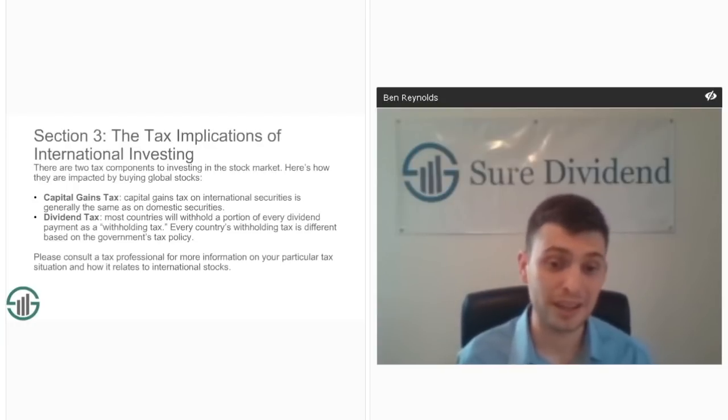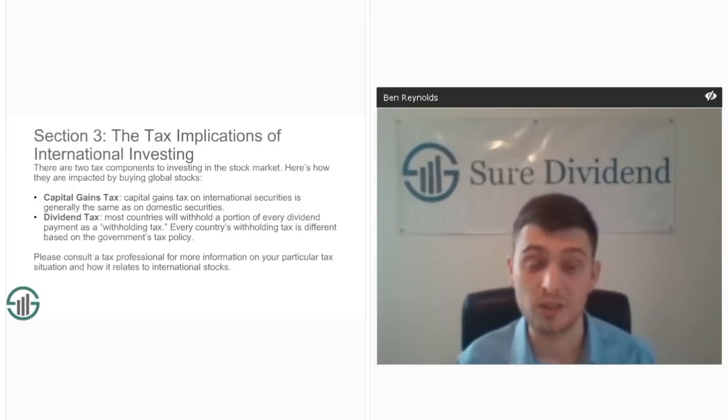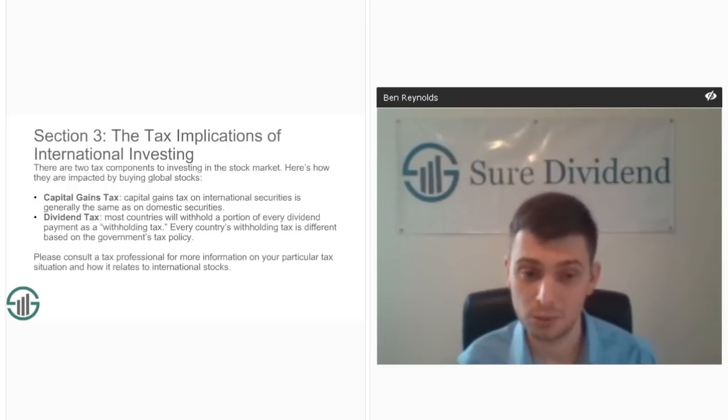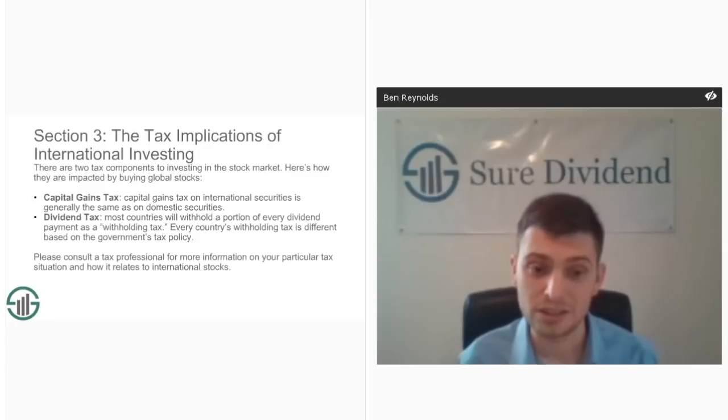So Canada has a different dividend withholding policy than the United Kingdom. The United Kingdom actually has a 0% dividend withholding tax in most cases. So that's a very favorable one. Canada is not as favorable, but in some cases they have a 0% rate if you are investing from a retirement account and you follow the necessary paperwork.